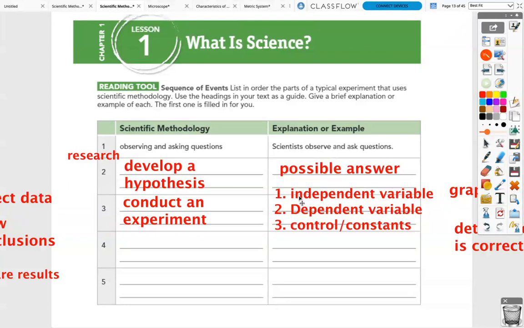Your independent variable, I really like to think about and highlight and circle this I here, and I'll just highlight it for you. I think about the things that I change.